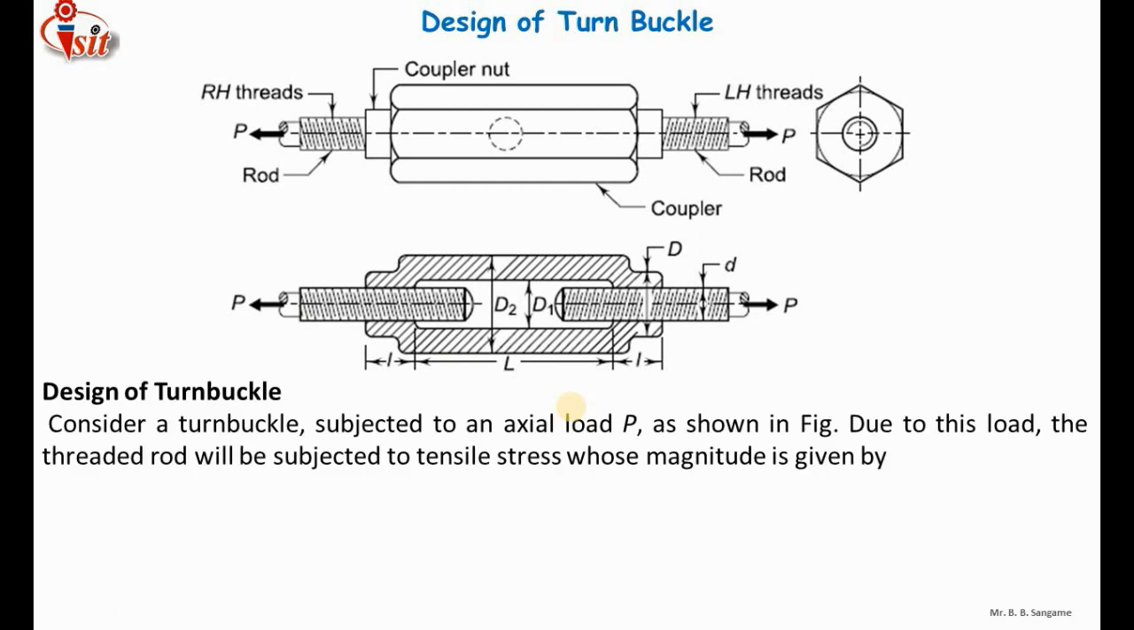So here you can see that when a force of magnitude P is applied, because of the tension applied by the cables, the threads of coupler nut and rod are subjected to various types of stresses. There is a possibility of crushing stress, and there is a possibility of failure of rod in tension. While increasing the tension, we rotate the coupler nut in clockwise or anti-clockwise direction.